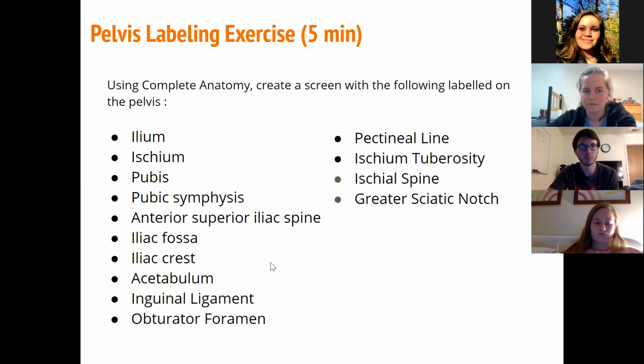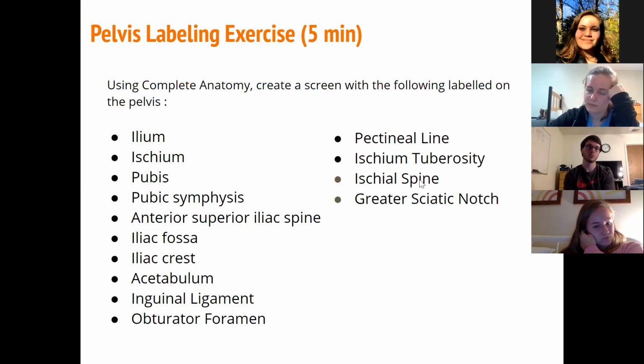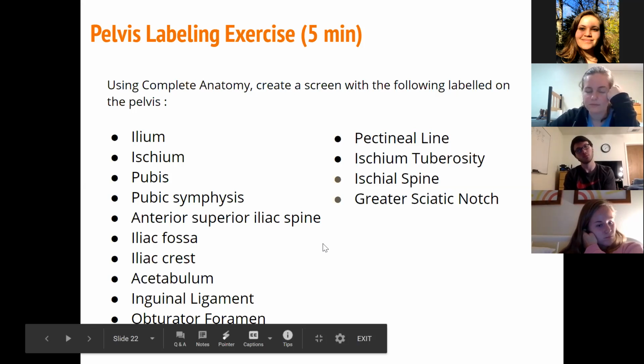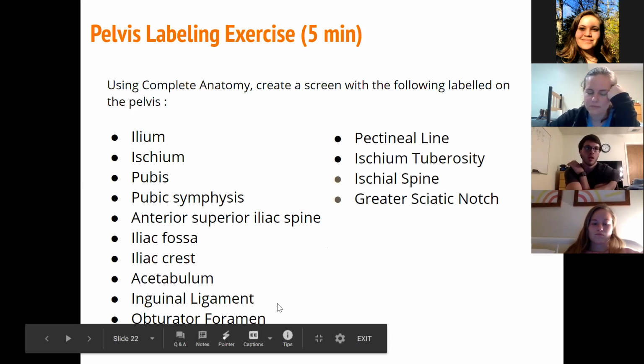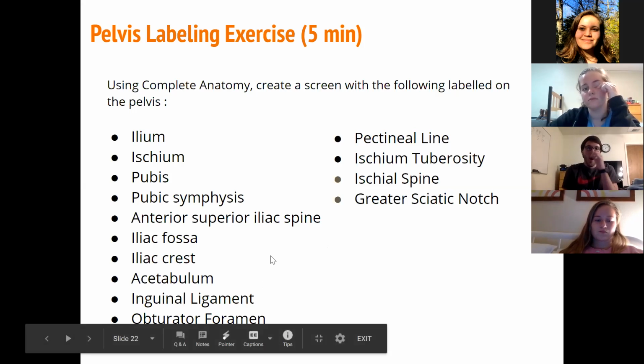I really recommend you use the labels that you make on your own so that you're not using Complete Anatomy to give you the answers directly. So see if you can do this activity and see how it goes. There are a lot of different terms that refer to the pelvis. We're not going to go over all of them right now, but if you have any questions, you can always email me. I think these are mostly very straightforward, just identification.